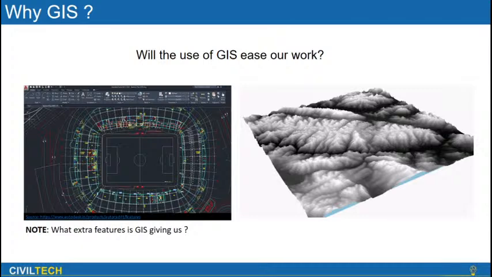Now let us try to understand: will GIS be useful, or how is it different from the existing commercial software? Right? We all know AutoCAD and we have been using it.